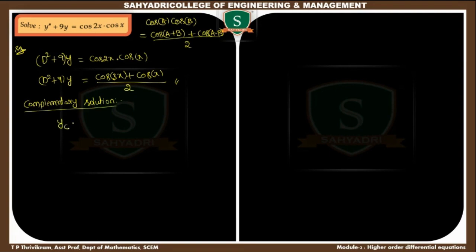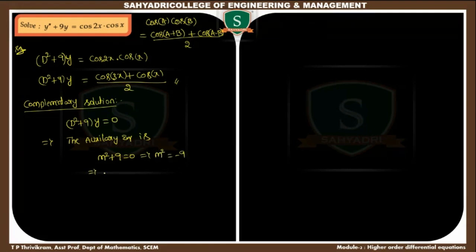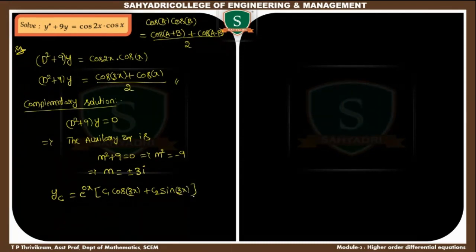So for yc, the left hand side should be 0, that means D square plus 9 into y equals 0. This implies the auxiliary equation is m square plus 9 equal to 0, so m square equals minus 9, so m is equal to plus or minus 3i. Therefore yc is e power 0x into c1 cos 3x plus c2 sin 3x. Good, so this is the solution for the complementary function.